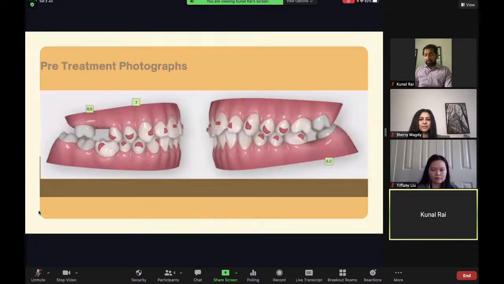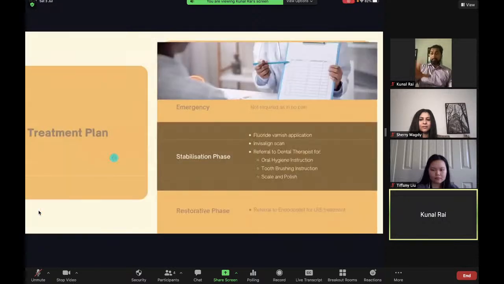This was a scan done using the Invisalign scanner. The red things I will talk to you about later, but this just shows what his teeth look like. So connecting the jigsaw together, we derived a treatment plan for him. I always divide it into 4 categories: emergency, stabilization, restorative, and maintenance. Emergency, if a patient is in pain, we want to get the patient out of pain straight away. But thank God he was in no pain, so that was not required.